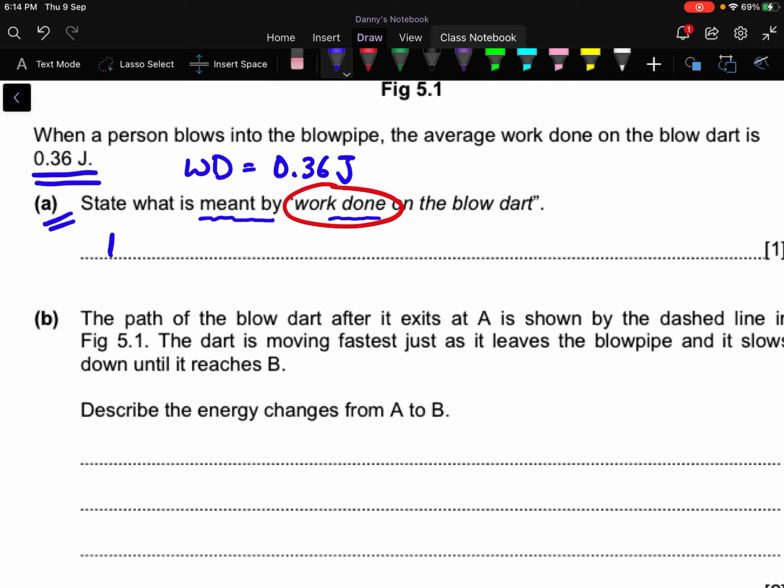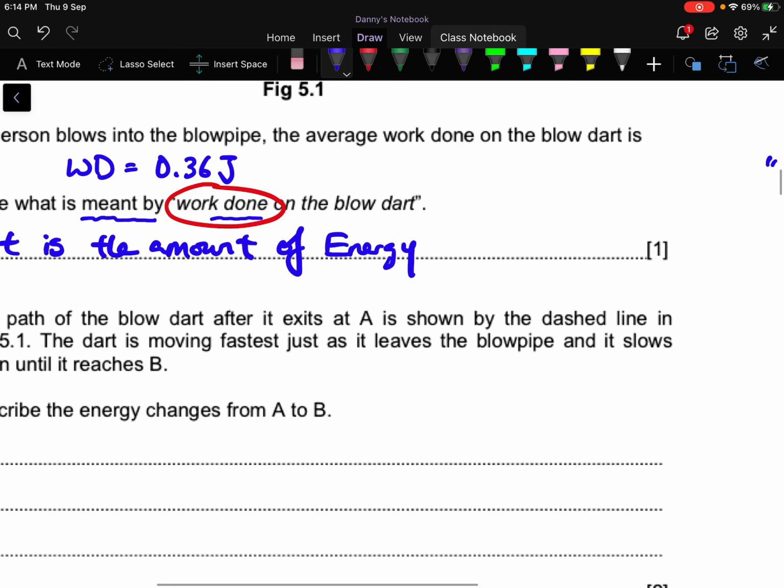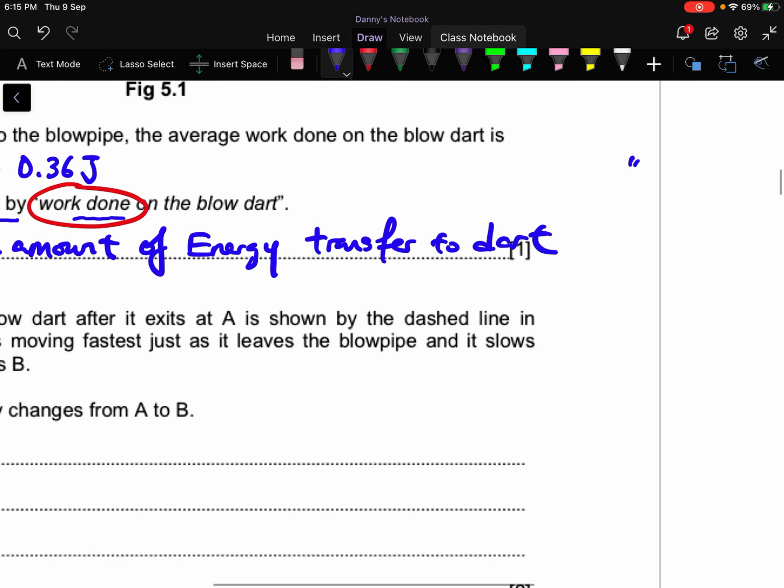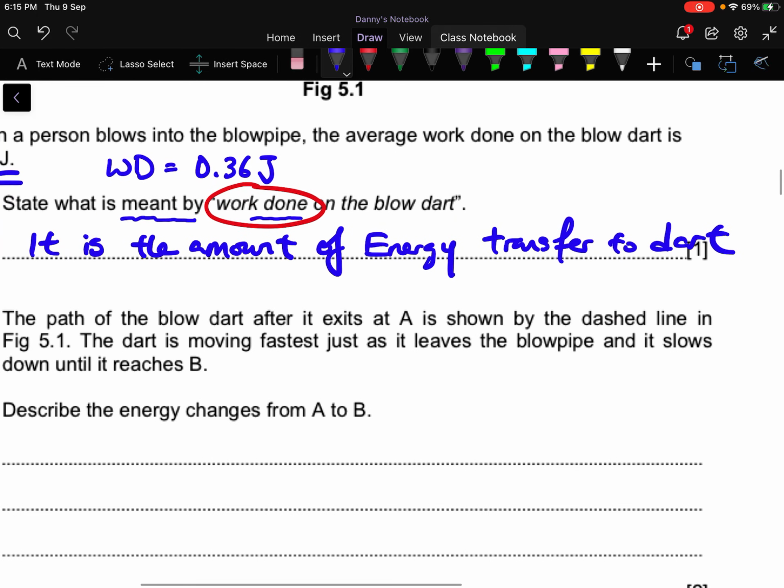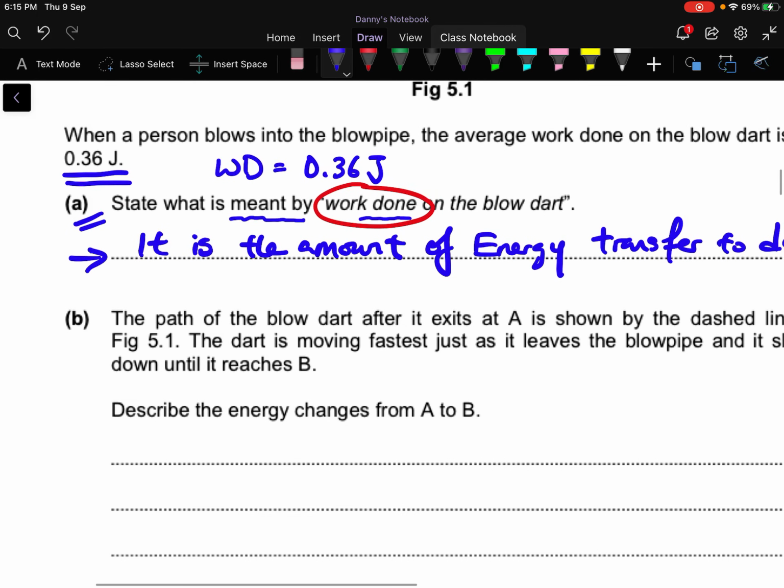So in this case, I would expect you to tell me first that it is the amount of energy. You need to classify work done as the amount of energy. Then you need to show a clear understanding that work done refers to the amount of energy that is being transferred in or taken out. And in this particular context, it is the amount of energy that is being transferred to the dart. And if you answer until here, you will get full marks because it is just one answer line.